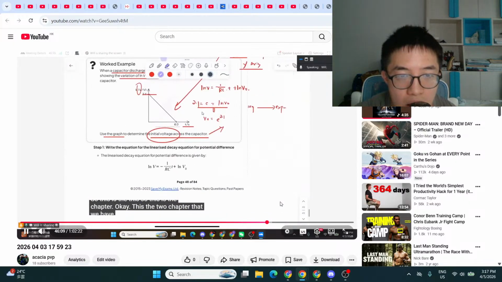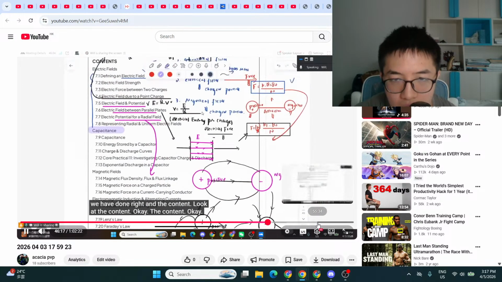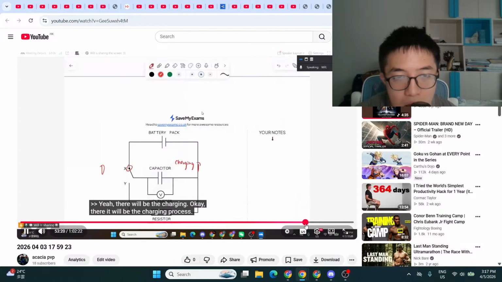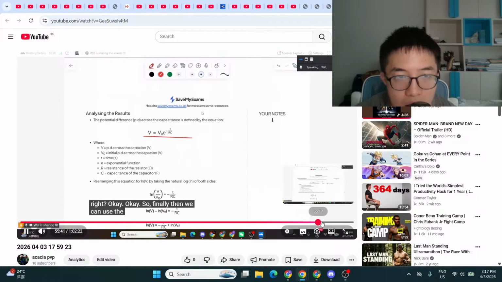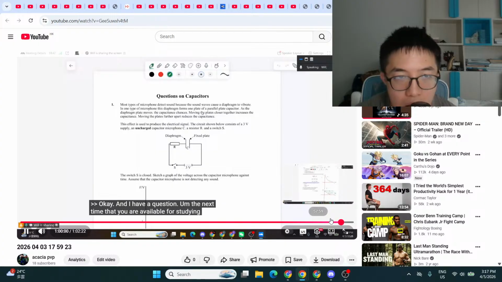So these are the two chapters that we have done, and the content is about capacitance. Quick review: the first will be the charging process. We can use this equation to analyze the result. Understand that? No problem.